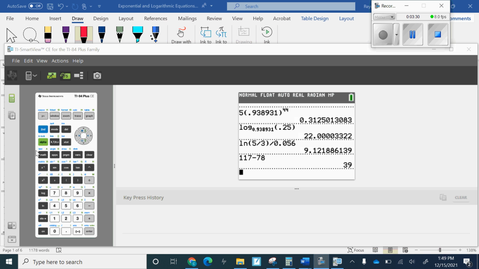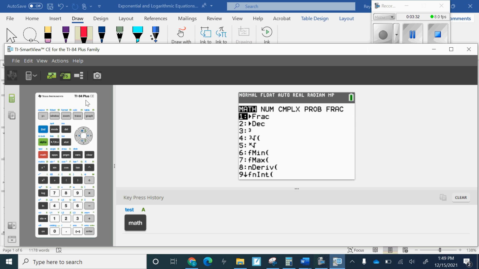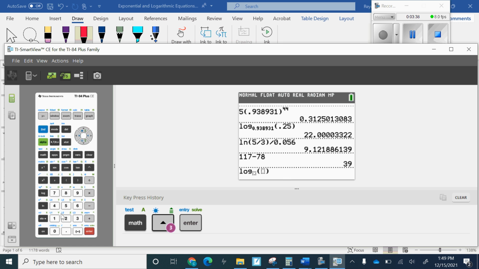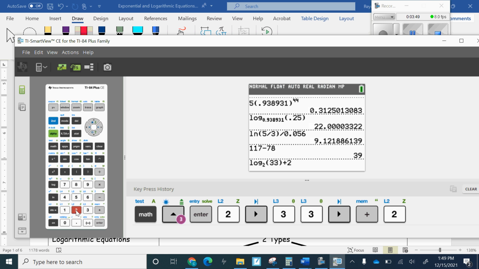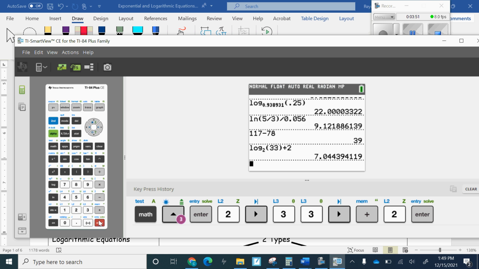Okay, so in my calculator, I go to math, log base. If you don't have this option, you will have to use your change of base formula. 2 of 33. Leave my parentheses and then add 2. Otherwise, it's going to be log base 2 of 33 plus 2. Equals. And so that's approximately 7.044.